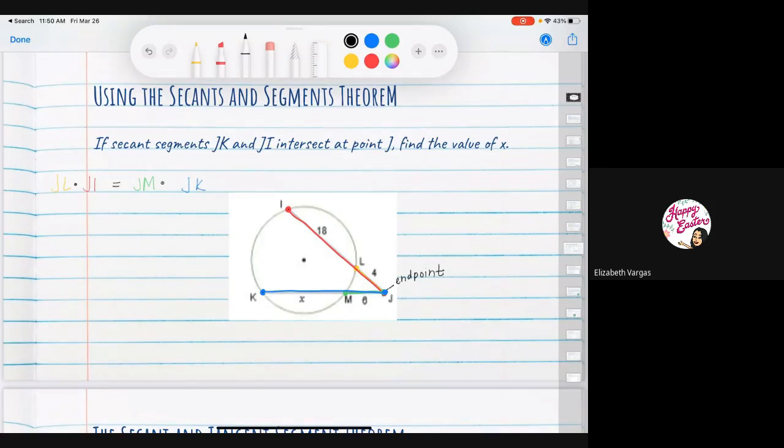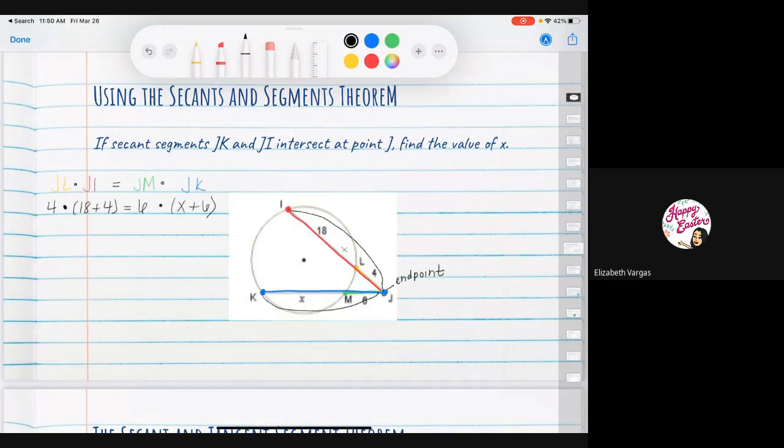Do I know anything about JL? Well, yes, I know JL is equal to 4. Do I know anything about JI? Well, JI would be this entire length. So that means I have to add 18 plus 4. That entire length is equal to JM, which is 6, times JK, which is this entire length. This means I need to add those together. So x plus 6.